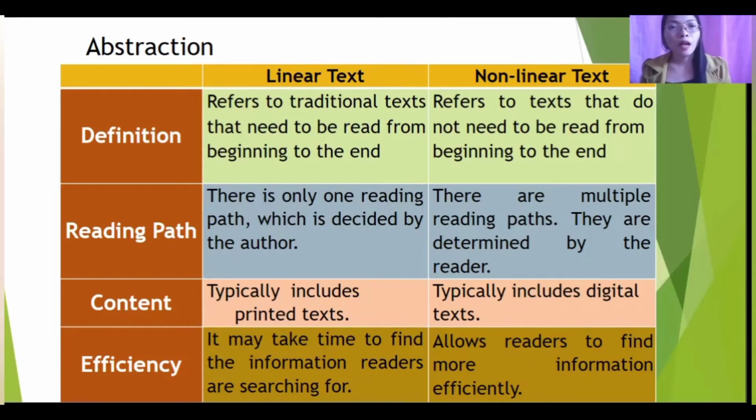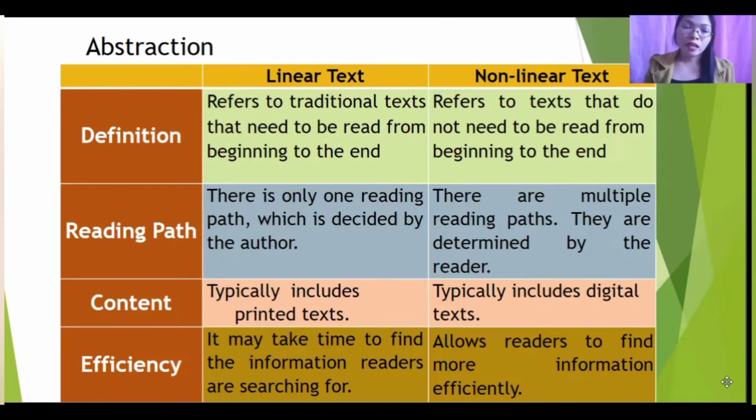From the definition, linear text refers to traditional text that needs to be read from beginning to the end, while non-linear text refers to text that does not need to be read from beginning to the end. When it comes to the reading path, there is only one reading path for linear text, which is decided by the author, while for non-linear text, there are multiple reading paths. They are determined by the reader.